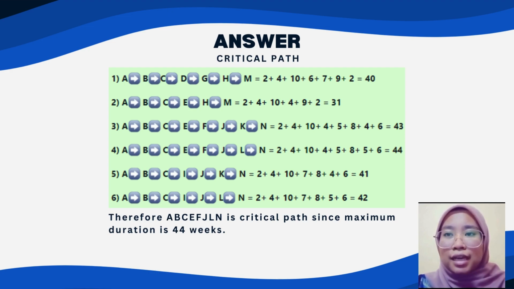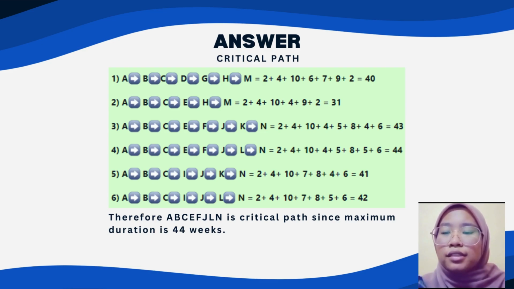The fourth one is A, B, C, E, F, J, L, and N, which is when we add all the time they need to finish the activity. The time taken is 44 weeks. Number 5 is activity A, B, C, I, J, K, and N, and the time taken to complete the activity is 41 weeks. And the last one is A, B, C, I, J, L, N. And the completion time taken is 42 weeks.